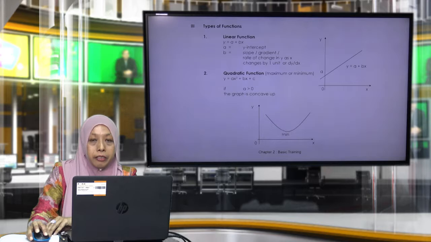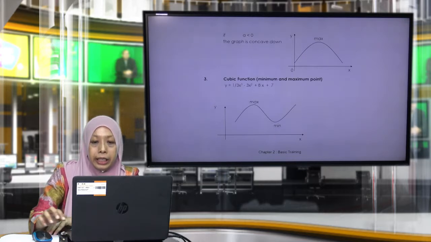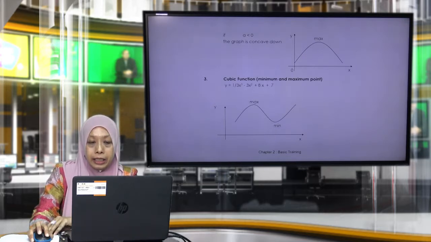So this is a quadratic function, in the case where the value of a is positive. Now, if the value of a is negative, then you're going to have a concave down curve. A concave down curve will have a maximum point.